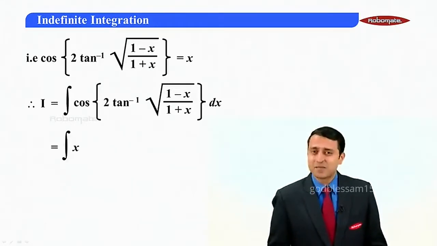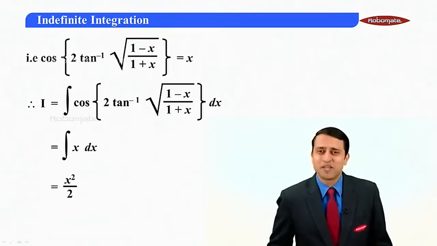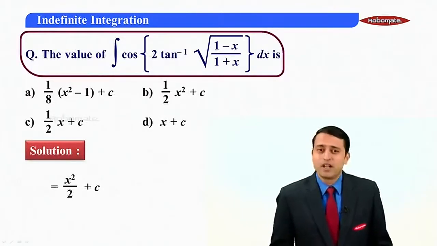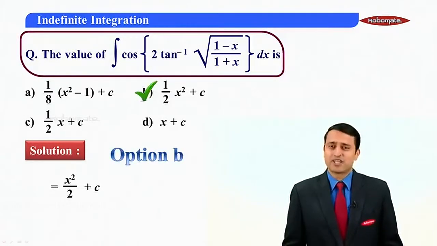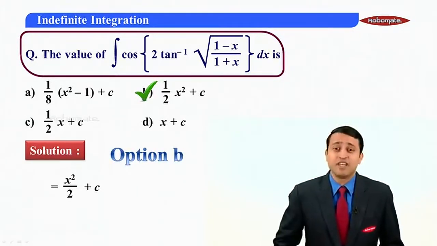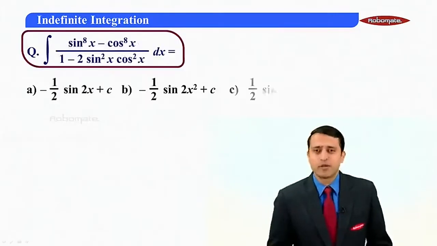Correct? Now in the next step, let me write that integral of x dx. And integral of x dx is known to me. It is x square by 2 plus c. So my option will be option B. So the correct answer is option B. My dear students, don't get terrified by the size of the question. It may be a simple question. Let's take one more MCQ.